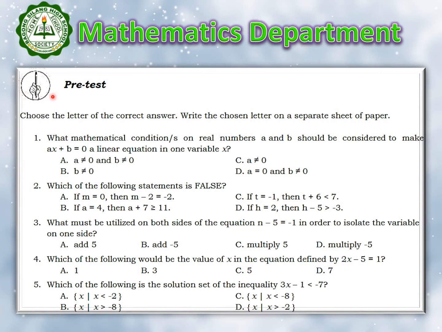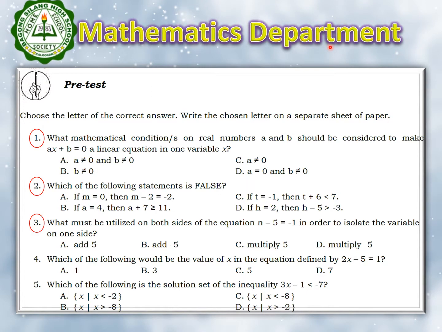First, you have to answer the pre-tests. Choose the letter of the correct answer. Write the chosen letter on a separate sheet of paper. Choose item 1, 2, 3, 4, and 5.